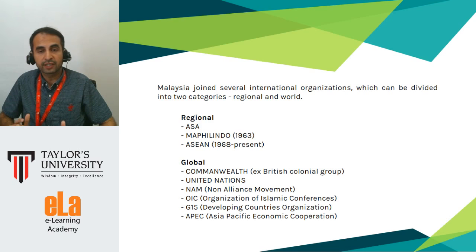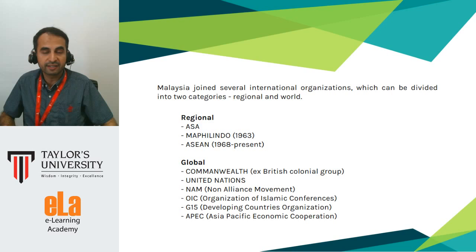Not only do we join international organizations at the regional level, but we also join international organizations at the global level. There are a number of international organizations at the global level that have been joined by Malaysia. The first one is the Commonwealth, which is an organization comprising the British ex-colonial countries. And then we also joined the United Nations soon after we got independence in 1957. We also became one of the members of the NAM, the Non-Aligned Movement.